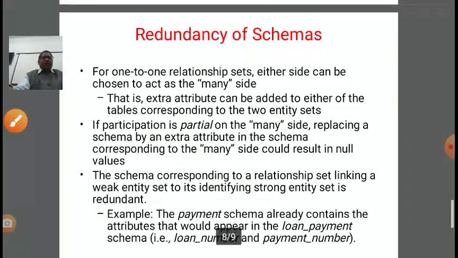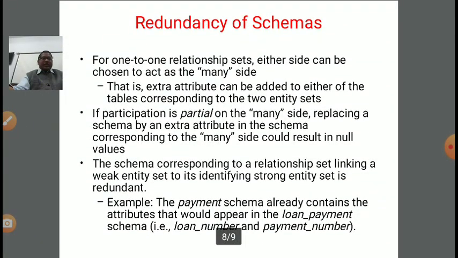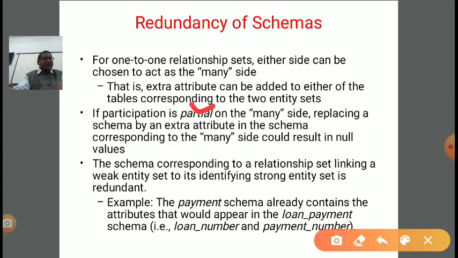Next is redundancy of the schema. For a one-to-one relationship set, either side can be chosen to act as the many side. That is, an extra attribute can be added to either of the tables corresponding to the two entity sets. If the participation is partial on the many side, replacing a schema by an extra attribute in the schema corresponding to the many side could result in null values. This is very, very important. If the participation is partial on the many side, some entries will be left out and the corresponding values will be null.